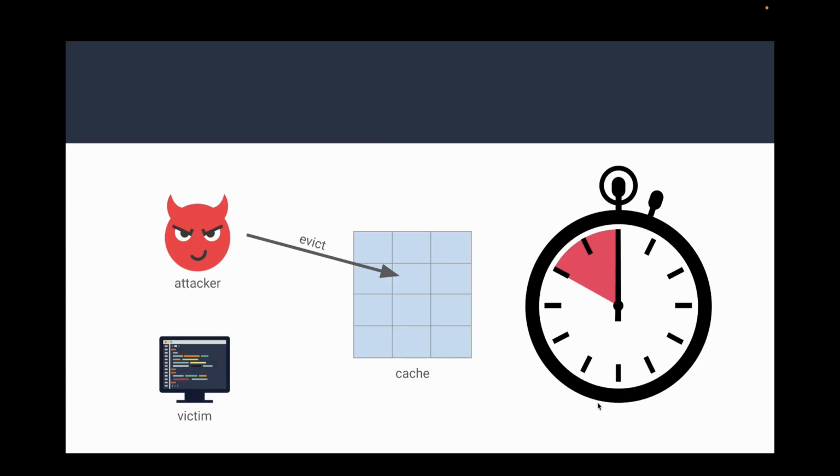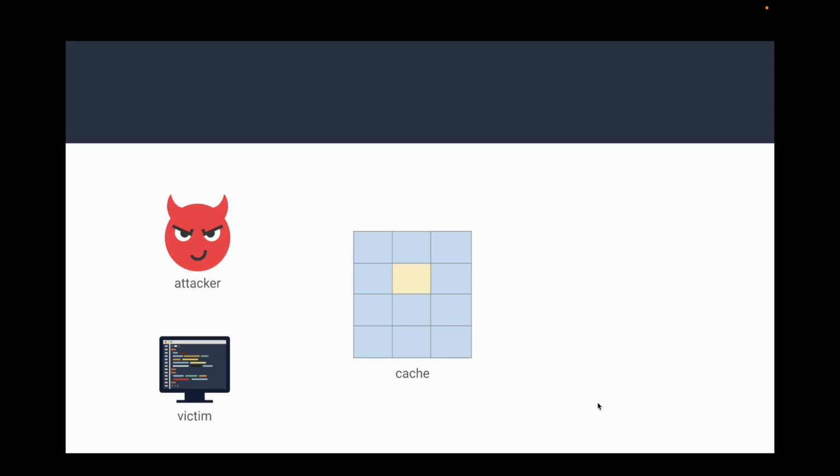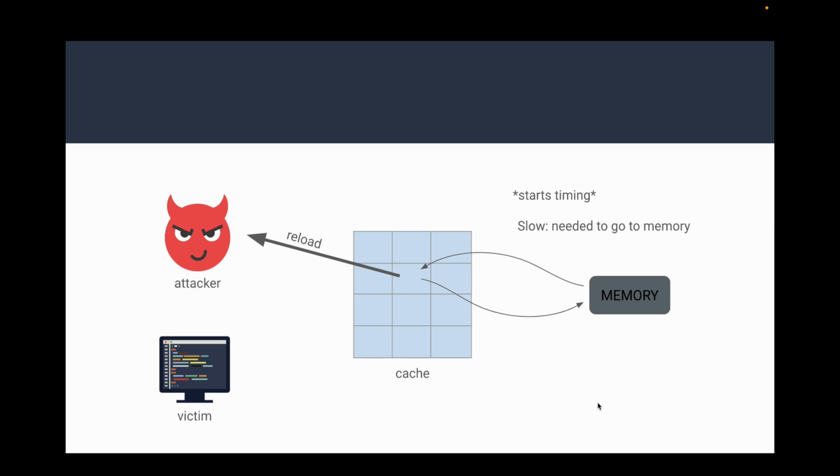Then they wait a certain number of cycles where the same two options as before could happen. First, there could be no access and the cache will not be changed. Or the victim could access the data and it would be reloaded from memory. In the same way, if it's slow, then the attacker needed to go in and reload it from memory, meaning it was not used by the victim. And if it was fast, that means the victim did access it and it was back in the cache.